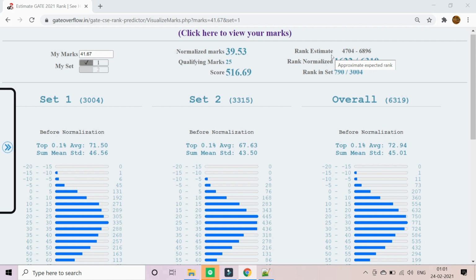People ranked within 2000 will have a chance for good colleges. Between ranks 2000 to 5000 can have some decent college options. But from 5000 and above, there is a chance for state level colleges.